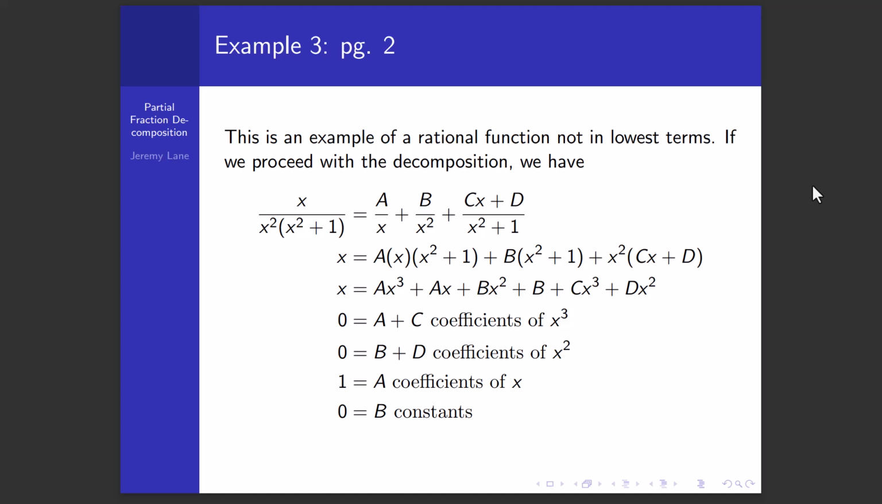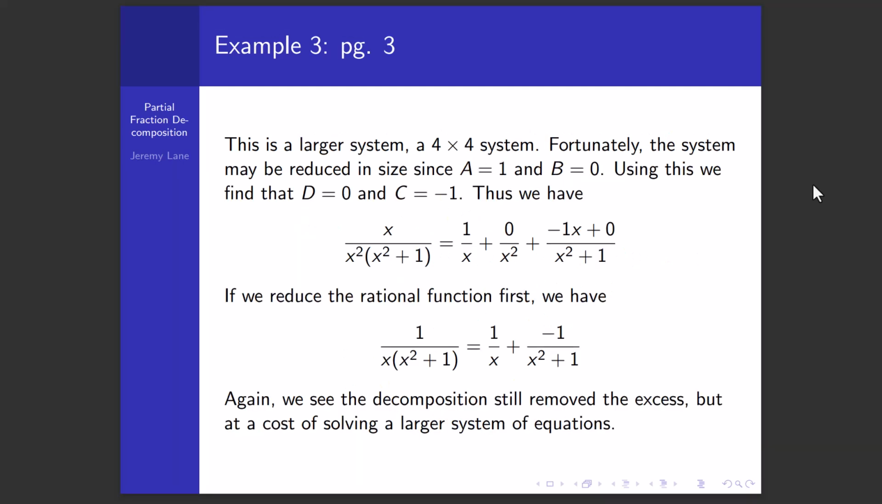But the good news is that we have the values of a equal to 1 and b equals 0. And using this, we'll find that d is also equal to 0 and c is equal to -1. So our decomposition, as we have it written in our template, would be 1 over x plus 0 over x squared plus -1x plus 0 divided by x squared plus 1.